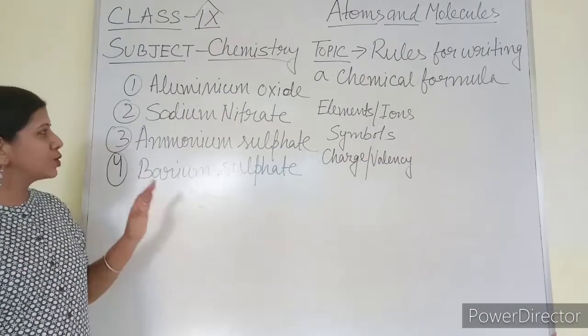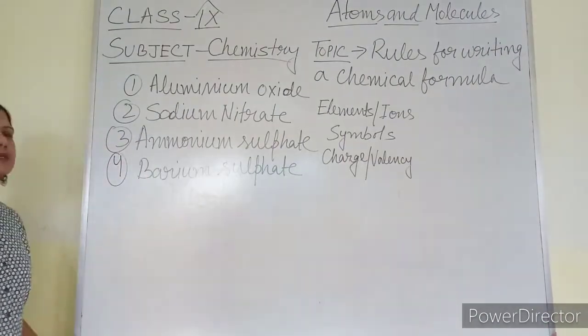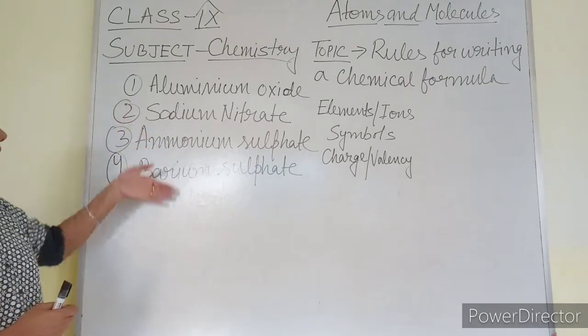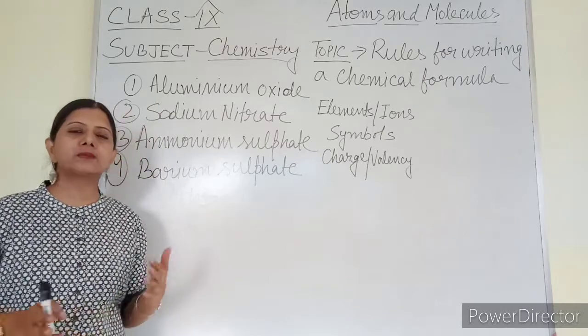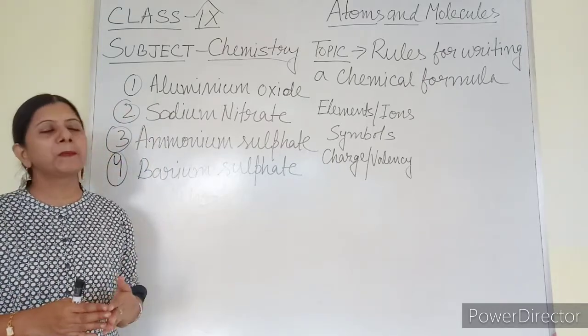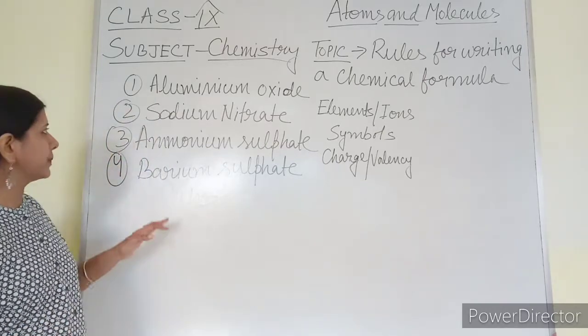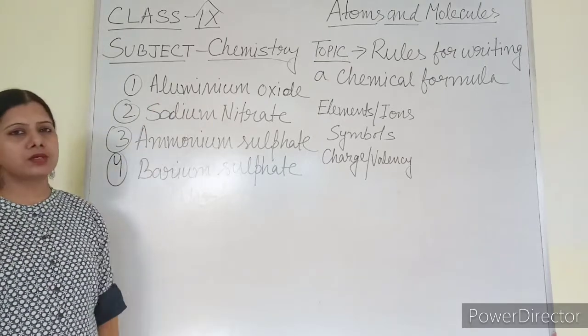Okay, let us do some other examples of how to write down the formula. I have some compounds. You have to write down the formula of these by taking symbols and valencies, everything. So first is aluminium oxide.